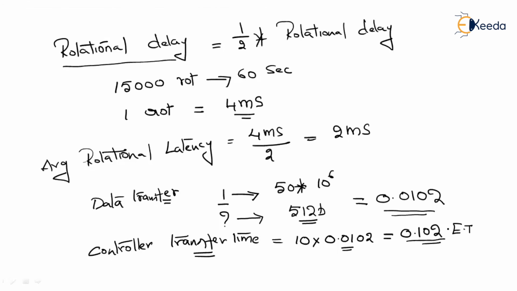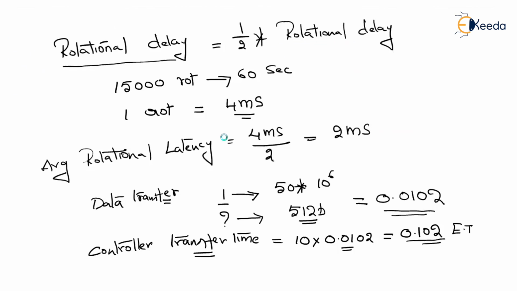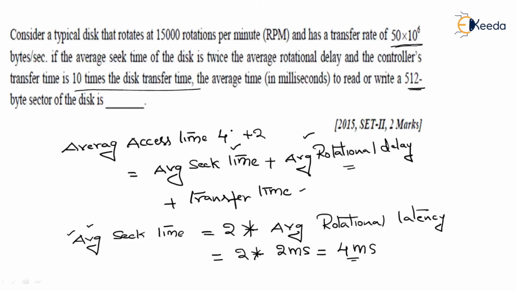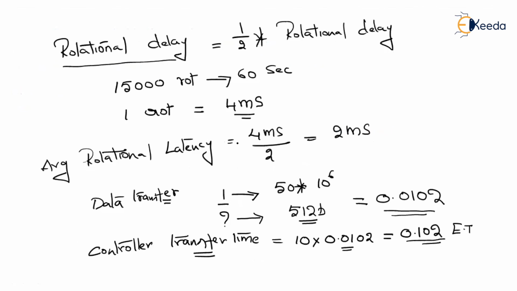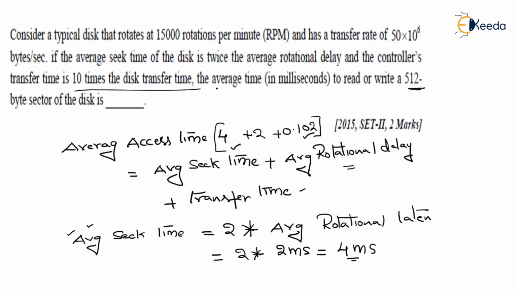So when we add all these three, the first one is the average seek time, which is equal to 4 milliseconds. Next, the rotational delay is 2 milliseconds, plus the effective transfer time of 0.102. So finally, 4 milliseconds plus 2 milliseconds plus 0.102 is equal to 6.1 milliseconds. This is the answer. So the answer is 6.1 milliseconds.